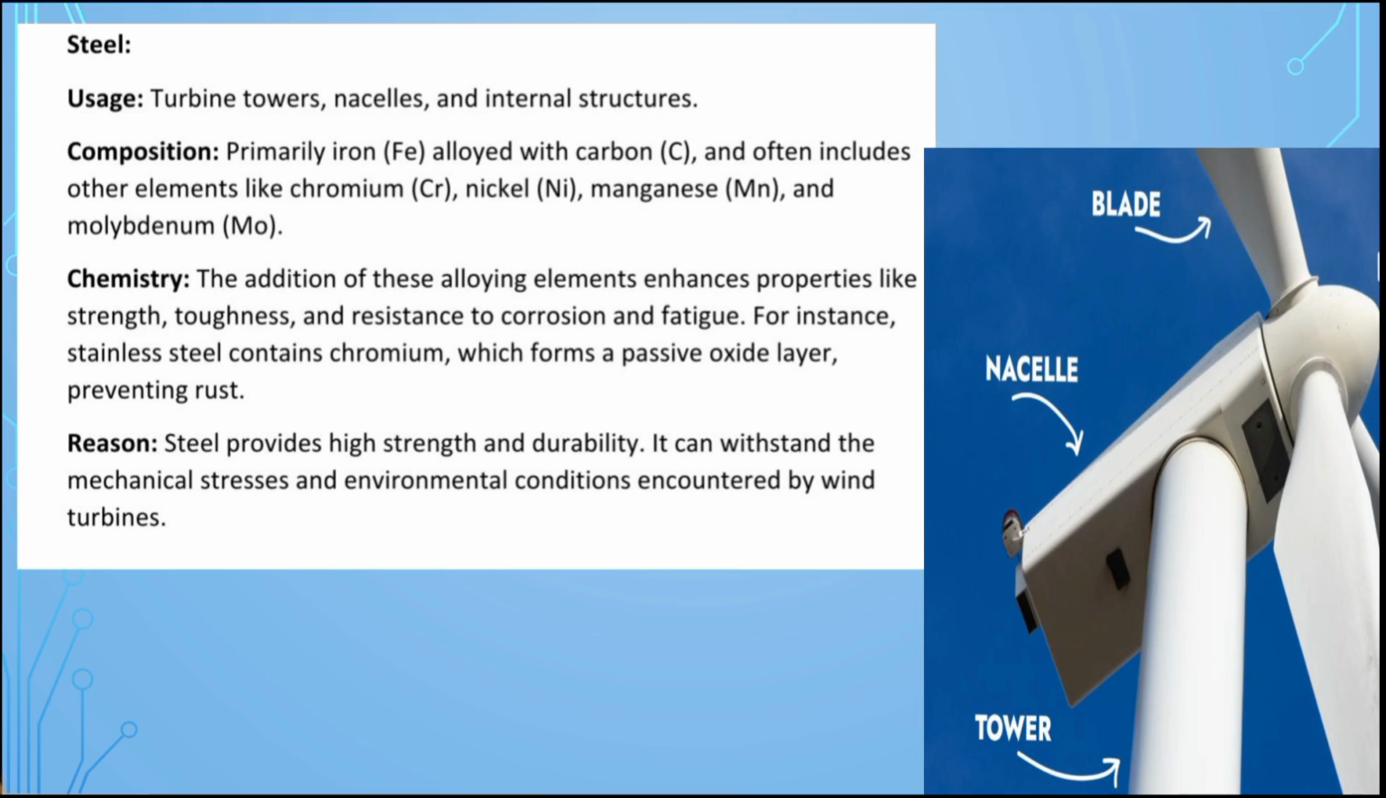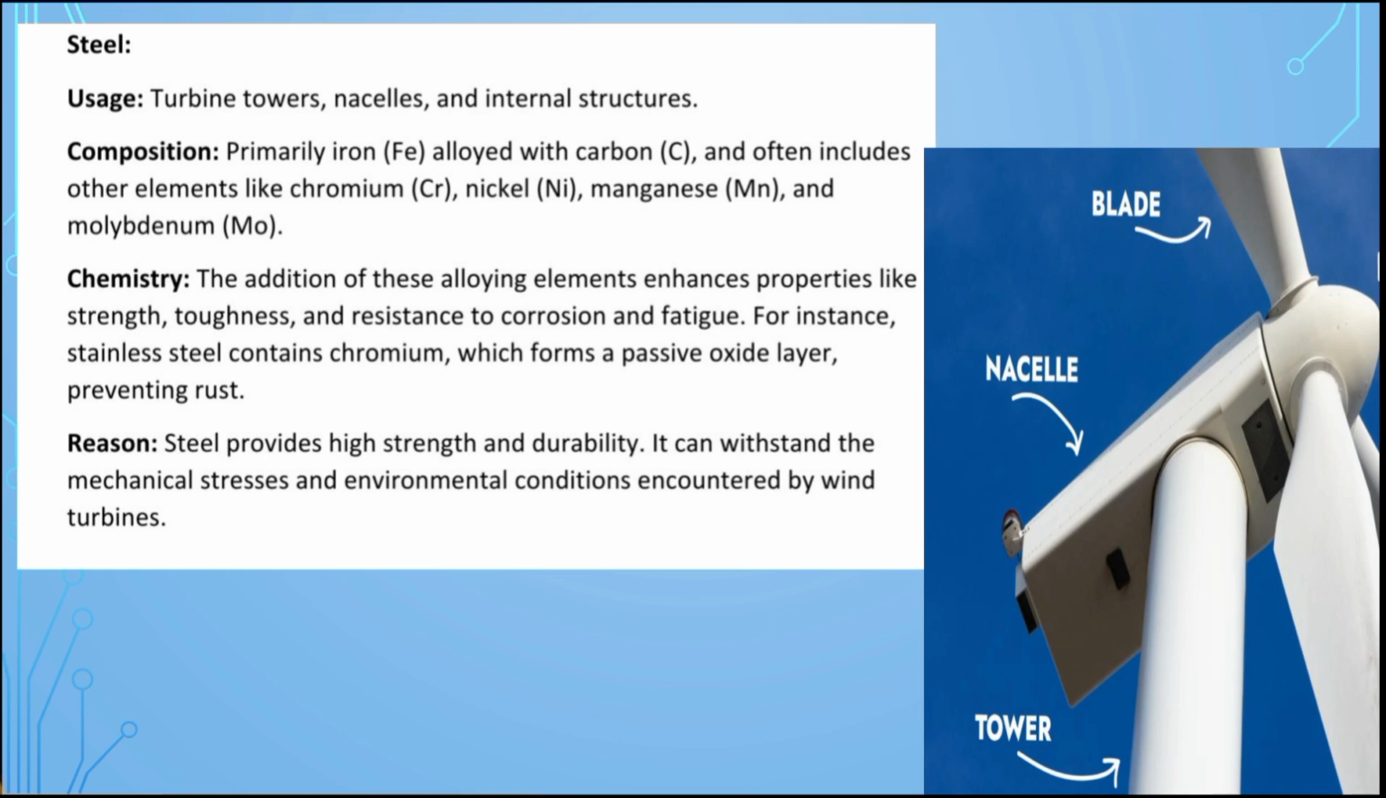Wind turbine towers, nacelles, and some of the internal structures are made of steel. The most important element of steel is iron. Iron alloys with carbon, chromium, nickel, manganese, and molybdenum is also used. The elements used in these alloys help in enhancing properties like strength, toughness, and provide resistance to corrosion and fatigue.